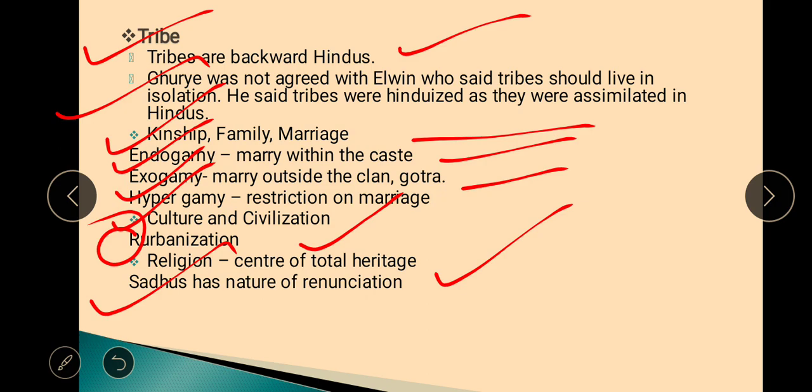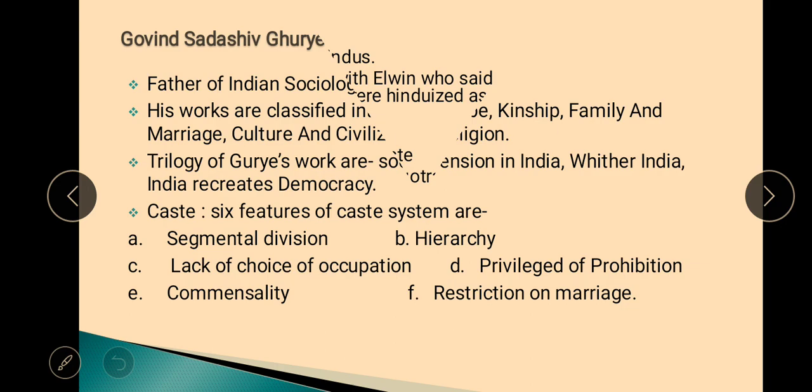Apart from this, he also talked about the Brahminical endeavor, where the Brahmin culture had a very important role in Indian society. And so on. So these are some of the few works that he has given to the society, right? So this is about Govind Sadashiv Ghurye.